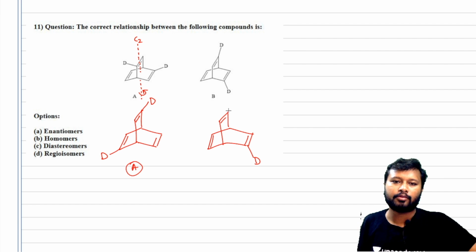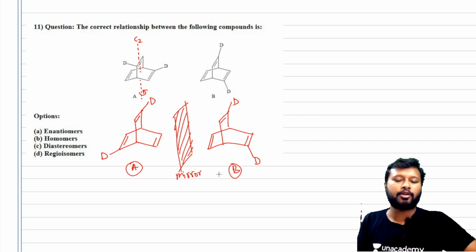All right, so yeah, this is something like this. Now if you see both these molecules, they are exactly the same, just they are mirror images of each other. So if I apply a mirror in between them, in that case I will get it. And you know, if two molecules are mirror images of each other, they are called enantiomers.